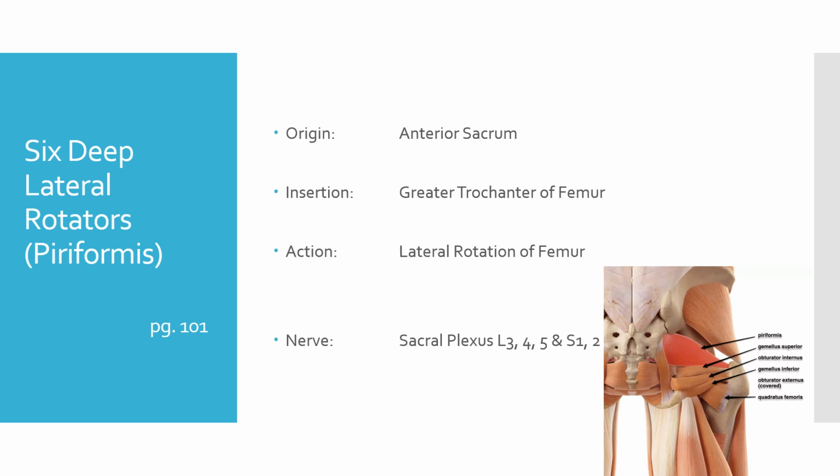6 deep lateral rotators. Piriformis. The origin is the anterior sacrum. The insertion is the greater trochanter of the femur, and the action is lateral rotation of the femur. The nerves, sacral plexus L3, 4, 5, and S1 and 2.